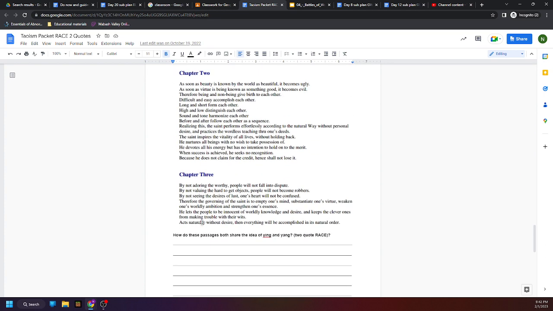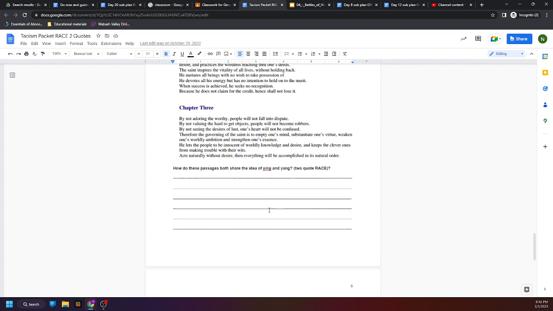This is where it's going to get a little harder because you're going to need to look at both of these passages and compare them to the idea of the yin yang. You're going to need to use a two quote race here again to compare these two. So you're looking for how they're similar.